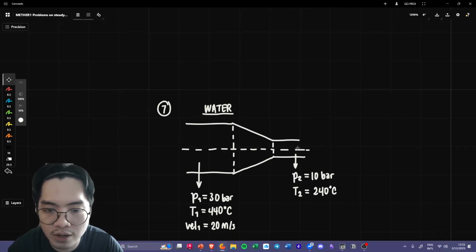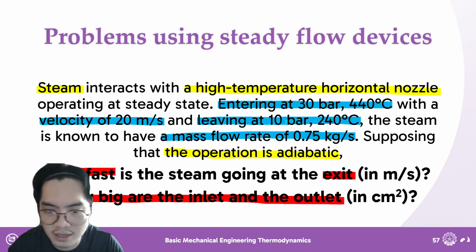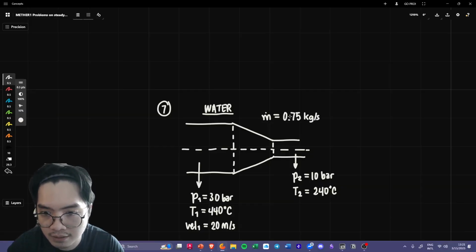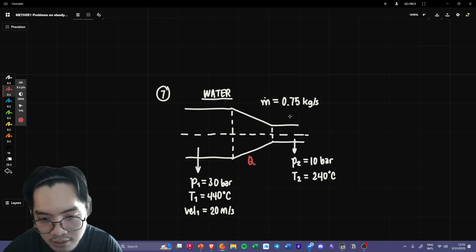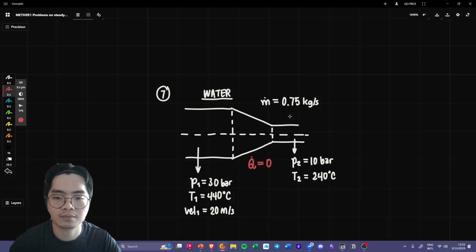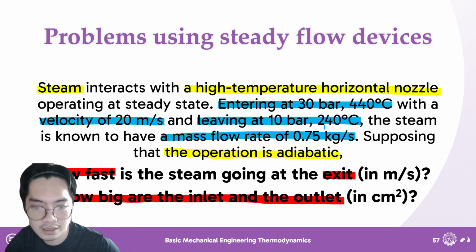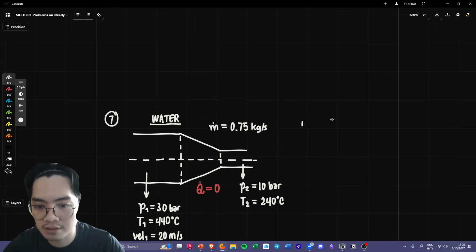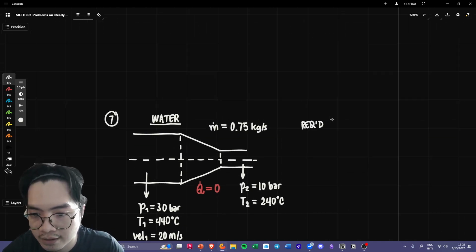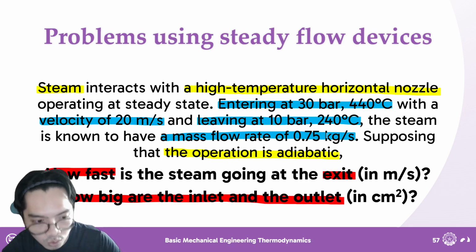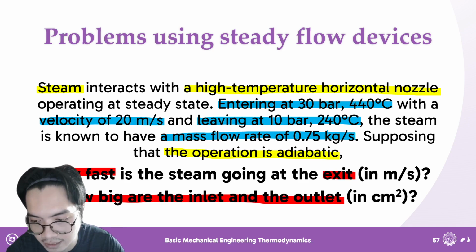And then the mass flow rate for everything is 0.75 kilograms per second. We say also this is adiabatic, therefore there's no heat that comes out or in, so Q is 0. Is that enough? I think that's enough. What do we need? For letter A, how fast is the steam going at the exit? That's Vel2. And how big are the inlet and the outlet?